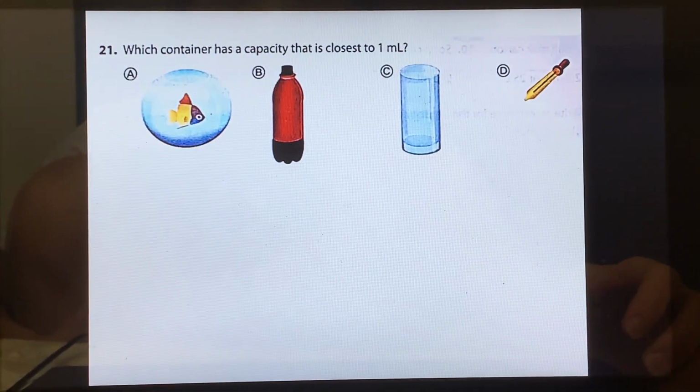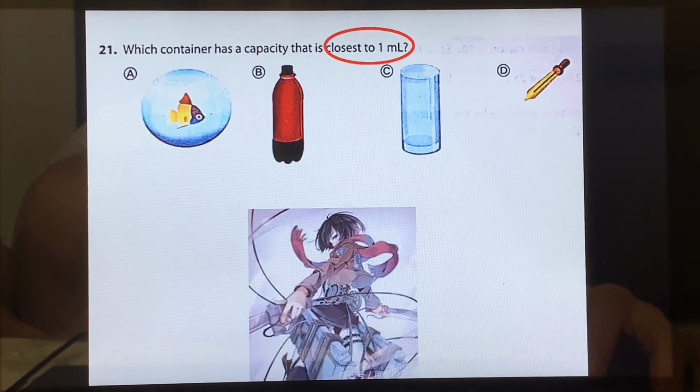Which container has the capacity that is closest to 1 milliliter? 哪一个容器的容量最接近1毫升？Option A is a fish bowl. Option B is a bottle of water. Option C is a glass. Option D is a dropper. Find the answer.